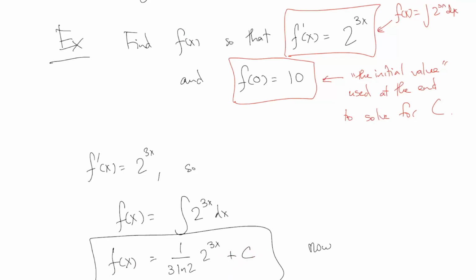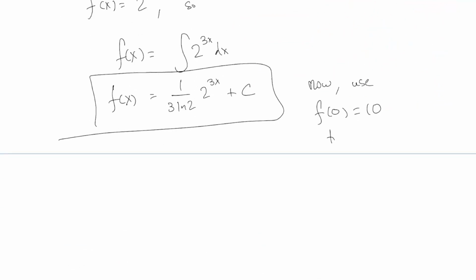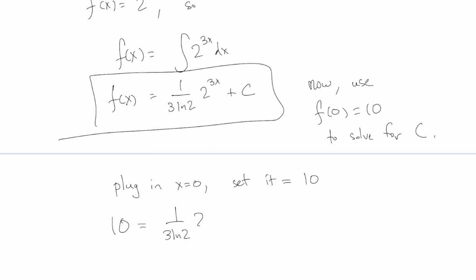So I'm going to say now we use the initial value, which is f of 0 equals 10, to solve for c. All right? And how do we do that? Well, when it says f of 0 equals 10, what that means is you plug in x equals 0 and then set it all equal to 10. So I say 10 equals 1 over 3 ln 2, 2 to the power 3 times 0 plus c. I plugged in x equals 0, and that whole thing has to equal 10. That's what it means when it says f of 0 equals 10.